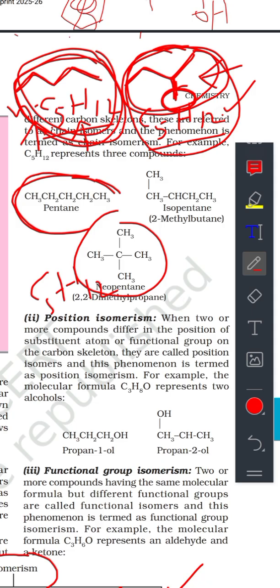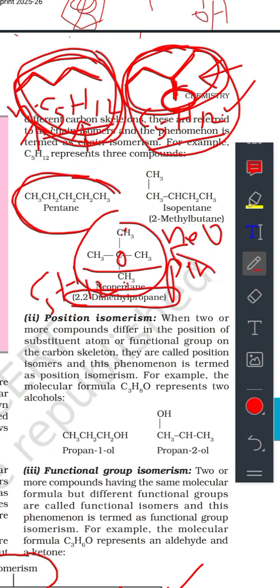Both are chain isomers. And one more isomer is available for N-pentane, called neopentane. That means at the second carbon, two methyl group branches are available. That is 2,2-dimethyl propane, which is also called neopentane.